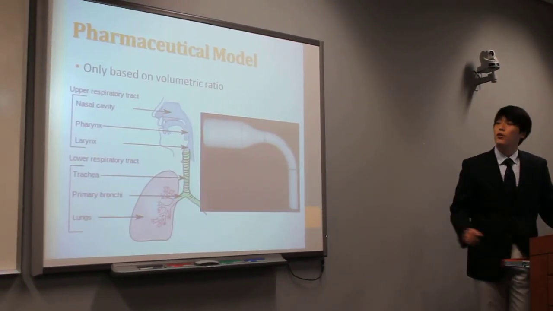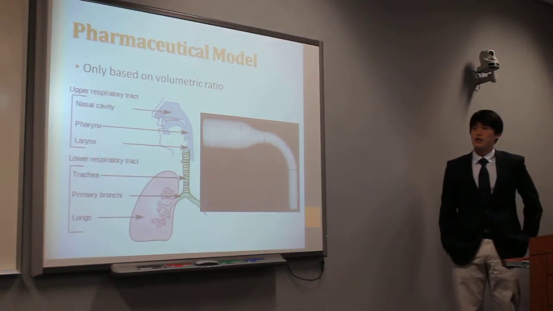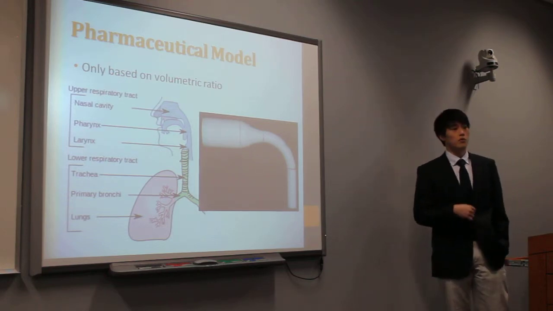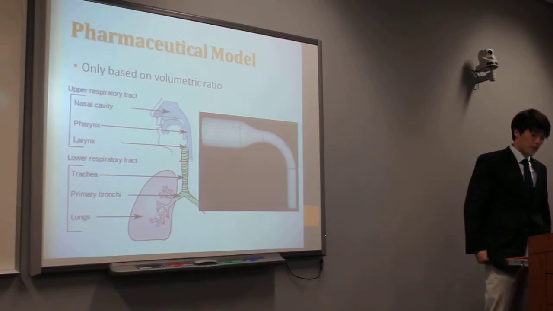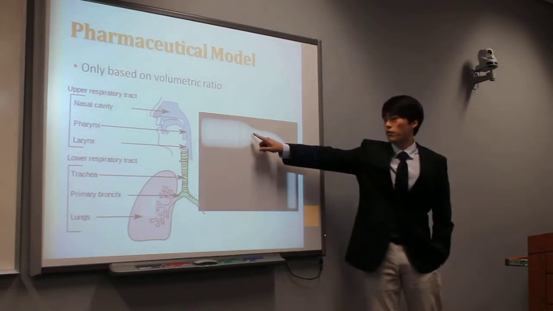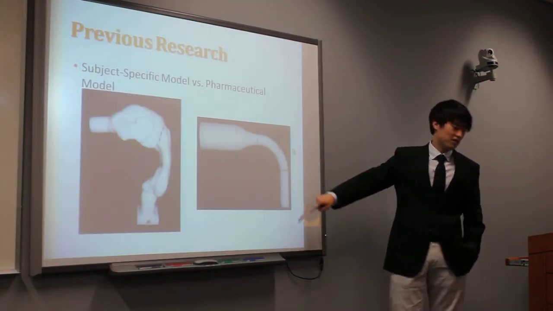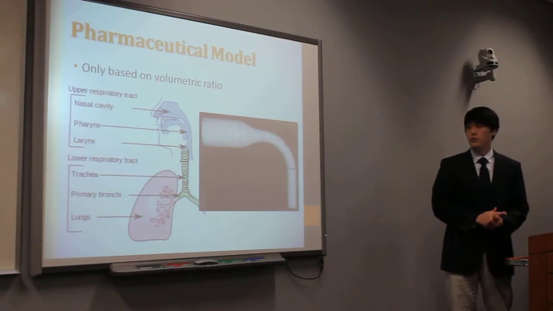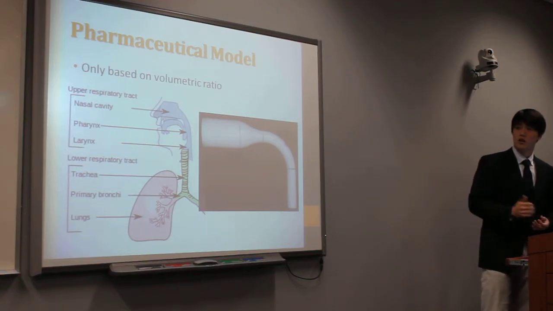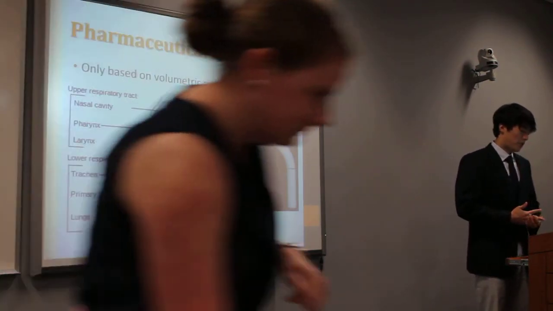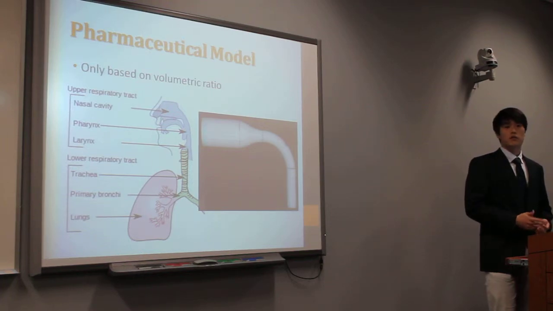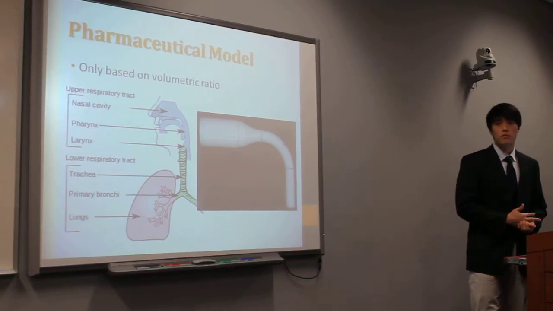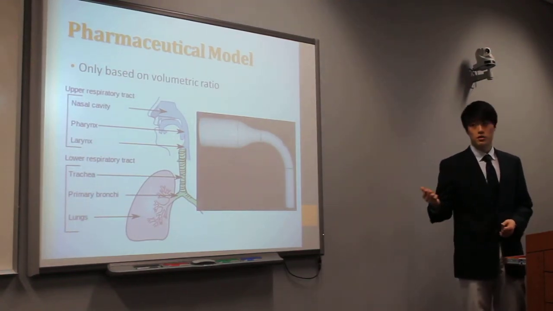So the model shown on the right is a pharmaceutical model. It is a standardized upper respiratory tract model used by most of the pharmaceutical companies for their research. This model is divided into oral cavity, oropharynx, laryngopharynx, and larynx. And as you can see, it is very different from the real human anatomy of the upper respiratory tract. It is because this model was made not based on a real geometry of the human upper respiratory system, but only based on a volumetric ratio of each part.